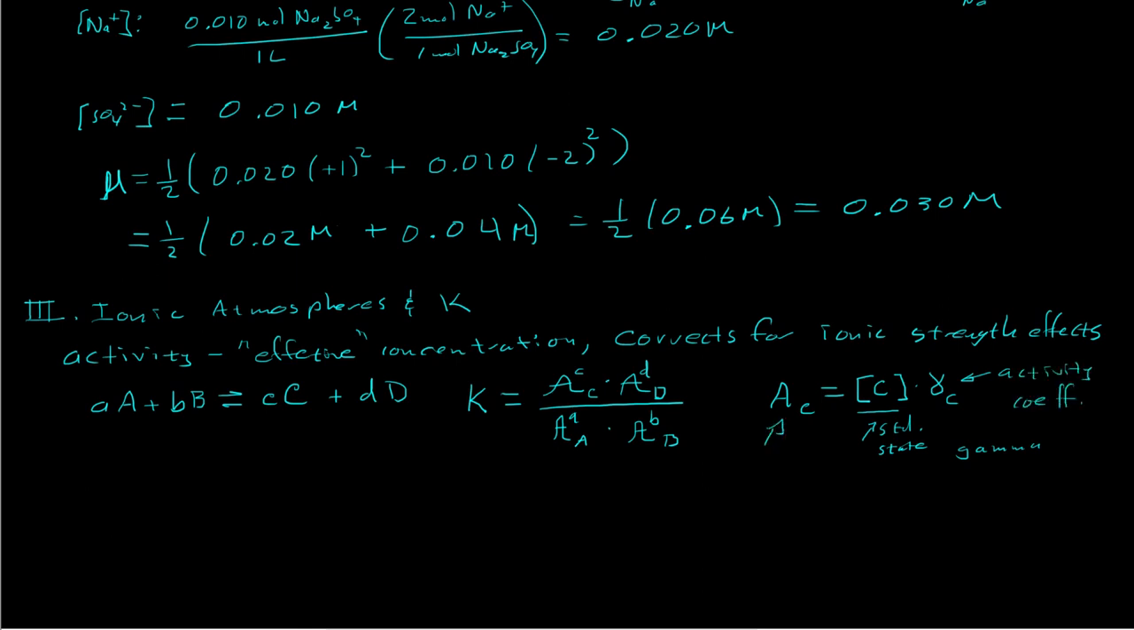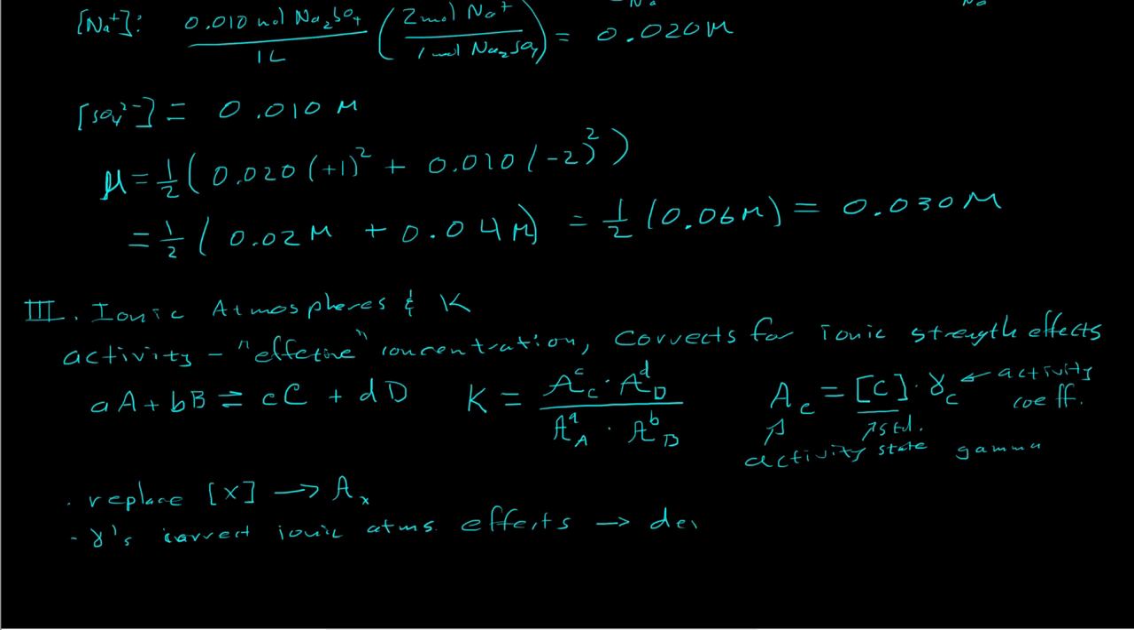And so the curly A here, again, that's what we're calling the activity. So basically what we're doing is we're going to take our usual expression for equilibrium constants, and we're going to replace anything with a square bracket of substance X with an activity. And an activity is going to be the concentration times an activity coefficient. And it's these activity coefficients that are going to include or correct for these ionic atmosphere effects.